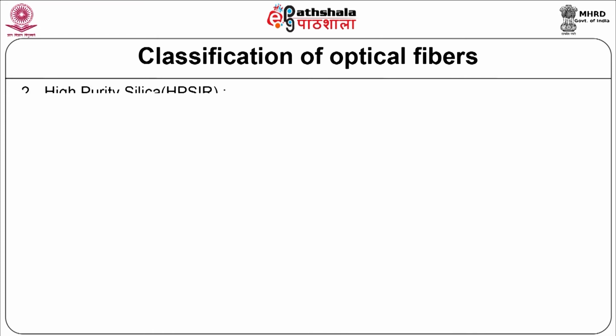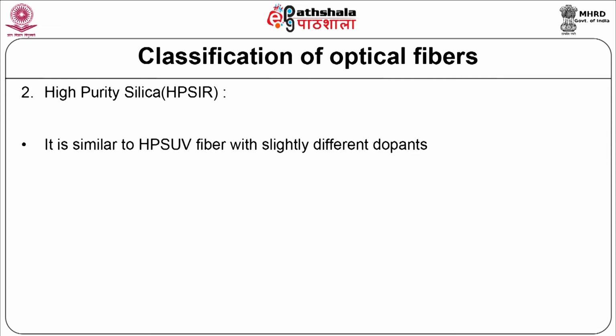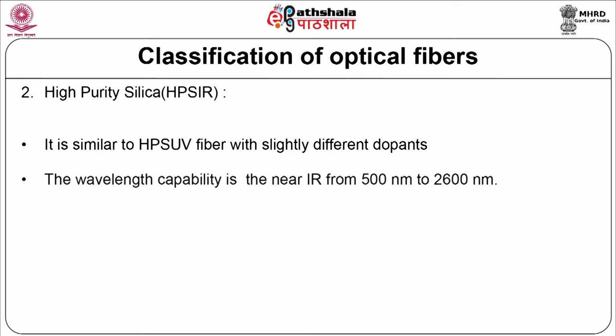Next type is high purity silica, that is HPSIR. Similar to HPSUV fiber with slightly different dopants. Wavelength is near infrared from 500 nanometer to 2600 nanometer.